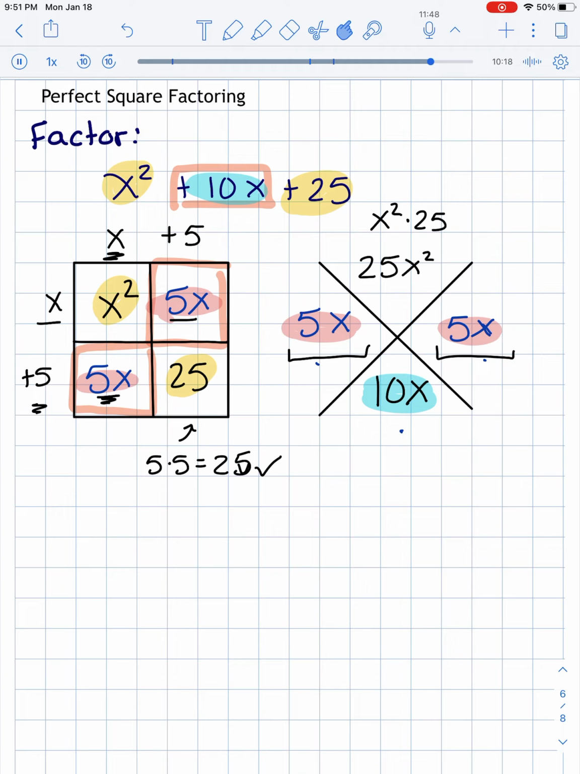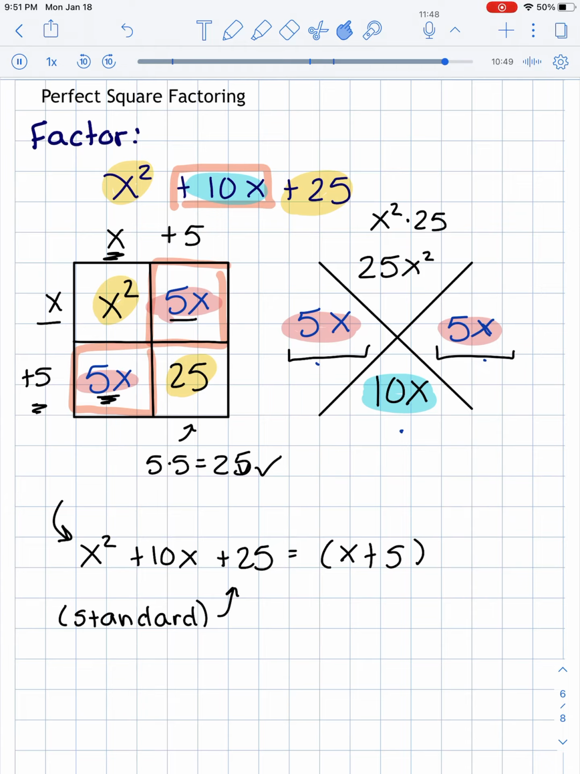So I could make the statement then that x squared plus 10x plus 25, which is my equation in standard form, if you'll recall from a previous week, we talked about standard form versus factored form, that equals x plus 5 times x plus 5, which was my factored form.